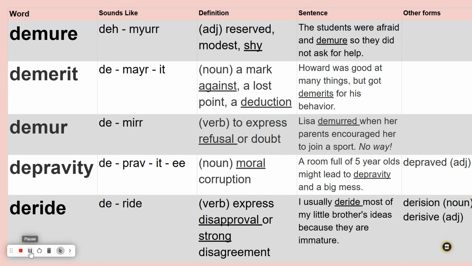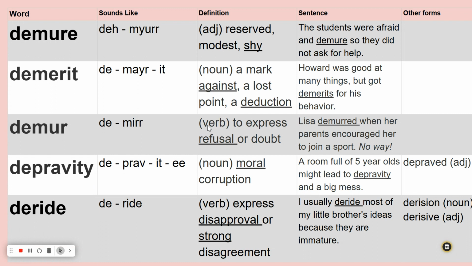Deride. Deride is a verb. It means to express disapproval or strong disagreement. Kind of like demur. We've got some synonyms here. I usually deride most of my little brother's ideas because they are immature. I disapprove. I disagree. I deride.